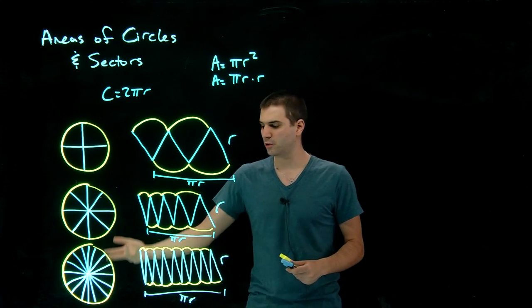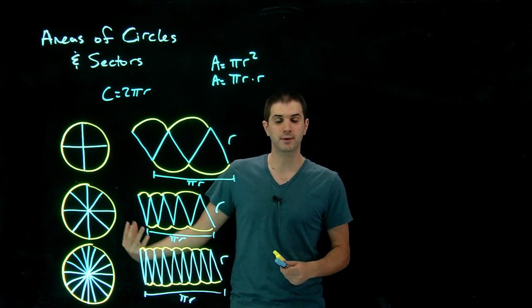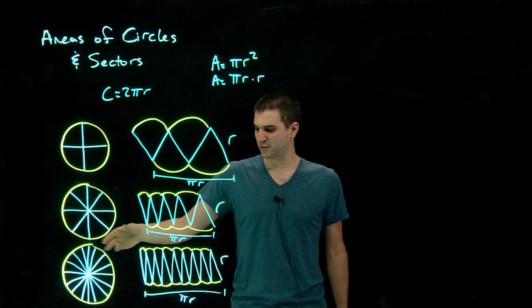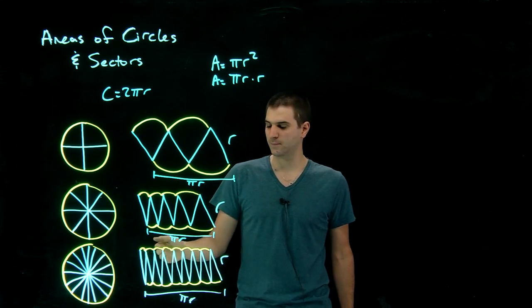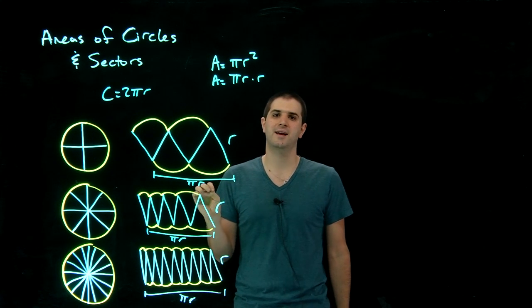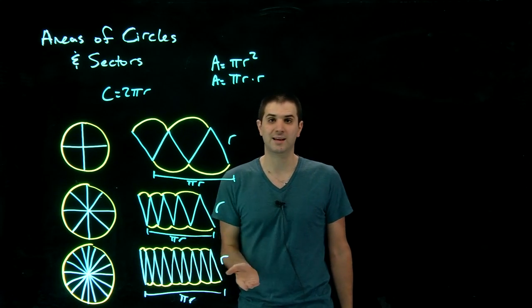But if you were to take 32, 64, 100, a million, a billion, a trillion, okay? If you took a trillion equally sized wedges of this circle and lined them up in this fashion, you would get something, I'm sure you could not even differentiate it from a rectangle with width r and length pi r.